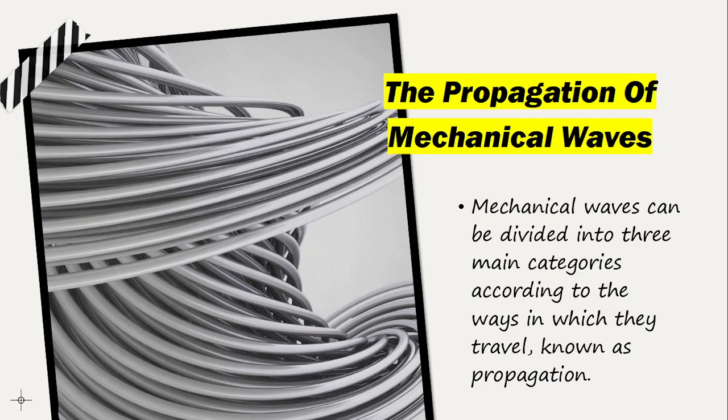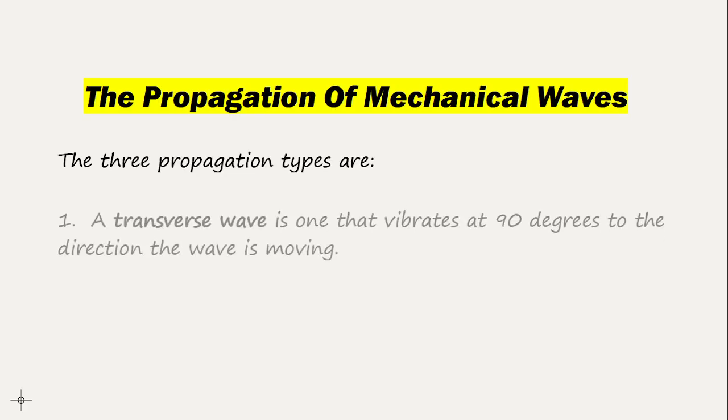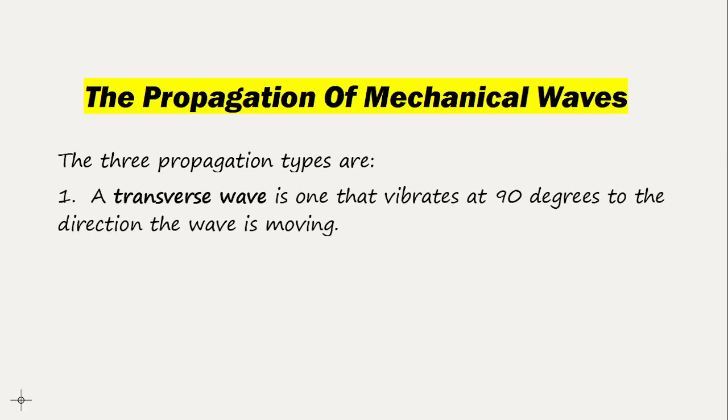So we get three kinds of propagation of these mechanical waves. We start with the first one, that is the transverse wave. A transverse wave is one that vibrates at 90 degrees to the direction in which the wave is moving. So this is the first propagation, and you classify it as a transverse wave because there is a vibration at 90 degrees to the direction of movement of the wave.